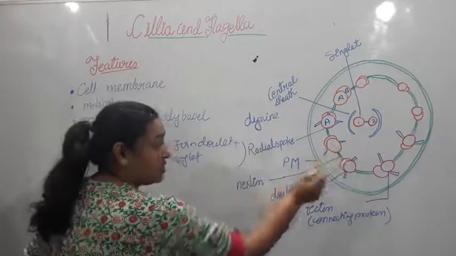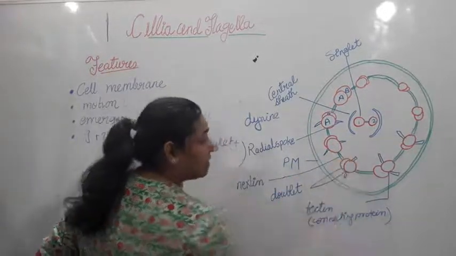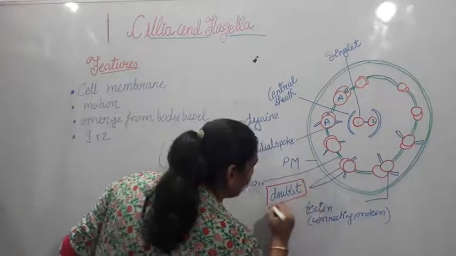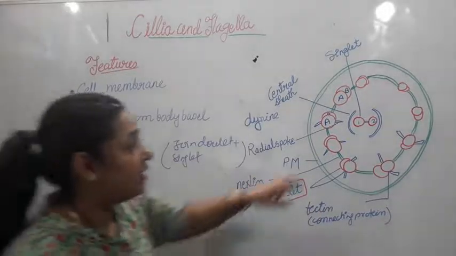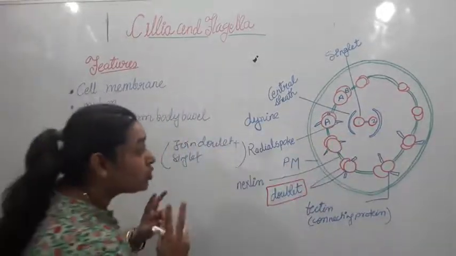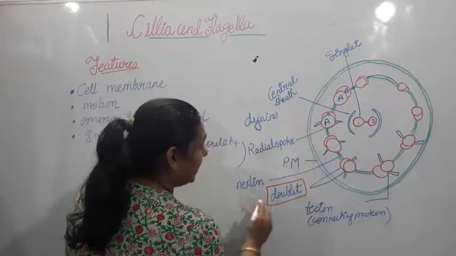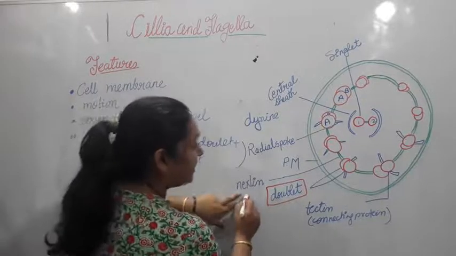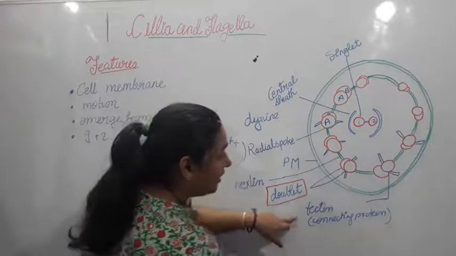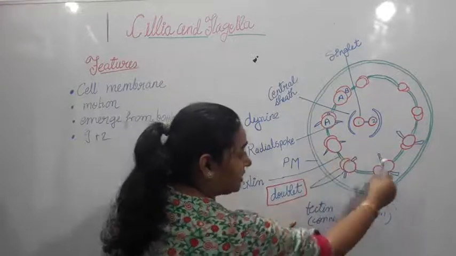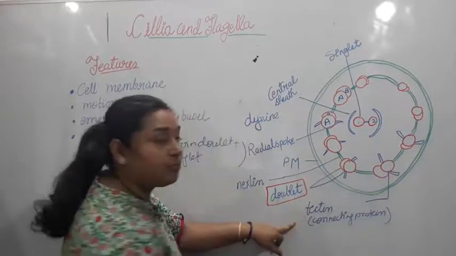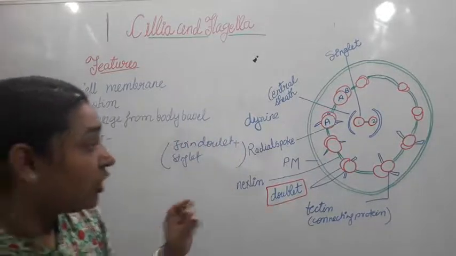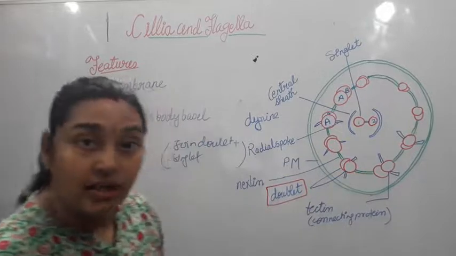These two circular structures, which have A and B circles, are called doublets, which you can see over here. So this is called a doublet and this one is the singlet. Now to join two doublets, nexin is present over here, right? Nexin joins these two doublets, and here, to join two doublets at this place, tektin is present. Tektin is a connecting protein which joins two different circles in the doublets.